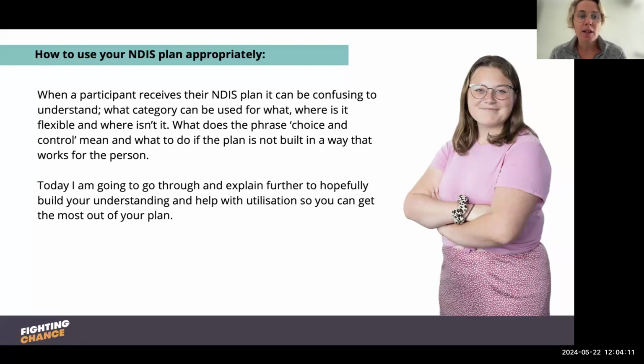It can also be confusing about what category can be used for what, where it's flexible and where it isn't. What does the phrase choice and control actually mean? And what to do if the plan is not built in a way that works for the person. It's also hard because when you have the meeting, you're talking about the supports that you need and everything, and then you get a plan back and it's not really specific. So you're like, what can I use it for? So today I'll talk a bit about those things, and hopefully you feel a bit more comfortable afterwards.